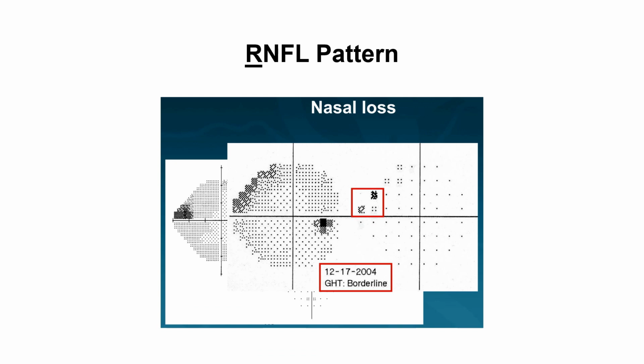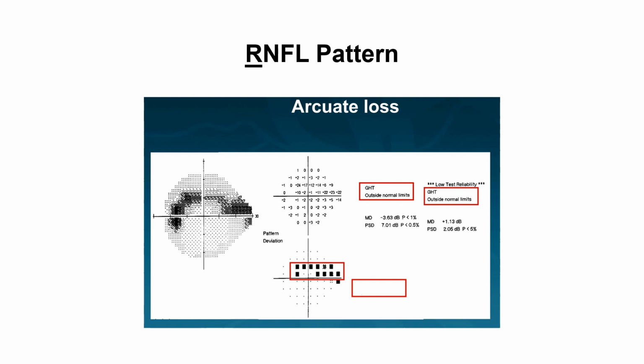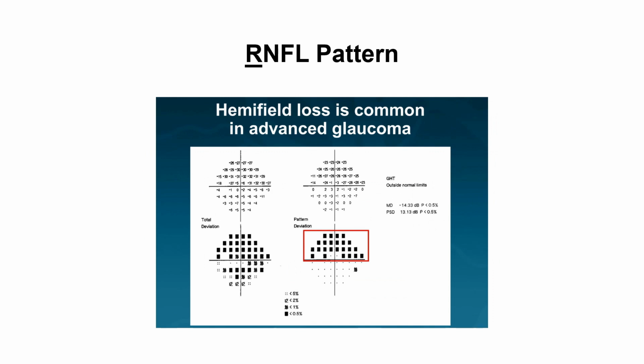Here, the RNF layer pattern is the nasal loss, as you see nasal stepping with borderline glaucoma hemifield test, representing early or moderate glaucoma. Here you see that there is acute loss of the retinal nerve fiber layer with glaucoma hemifield test outside the normal.